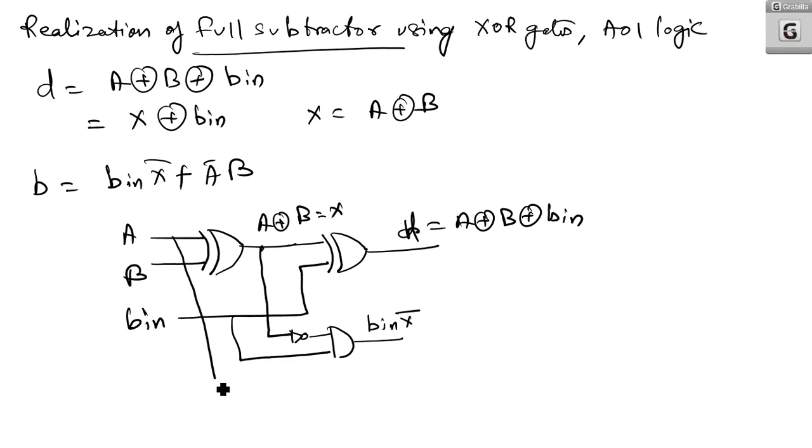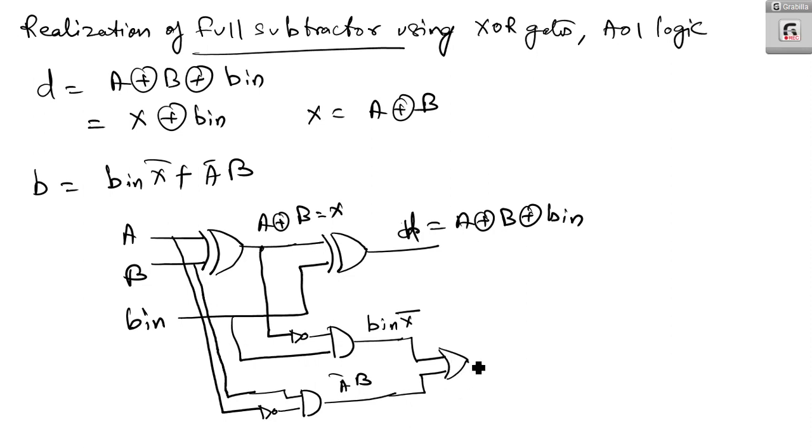This is B in H bar or A bar B. So A is there, B bar is there, B is there. You NOT gate to A. So this is A bar B, and you OR those two. So here you will get the borrow. If you are looking at the half subtractor, this much forms these three.